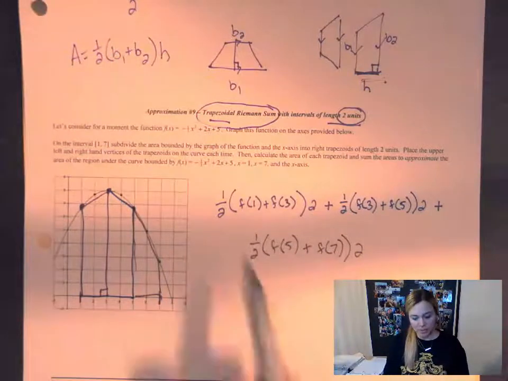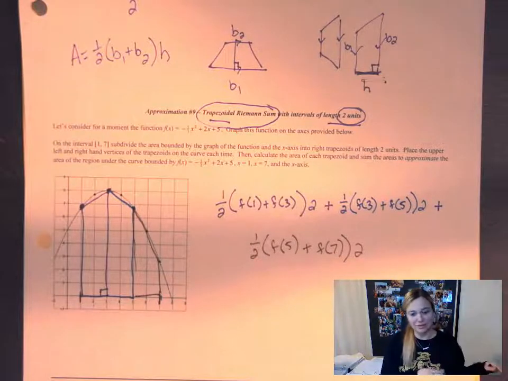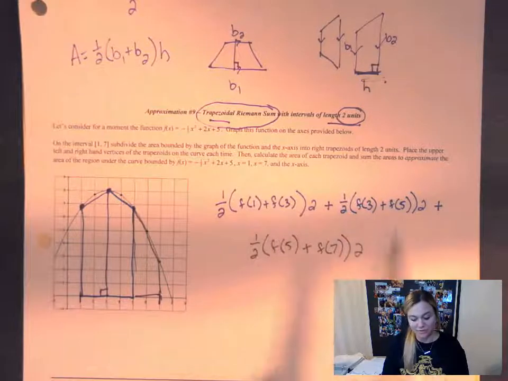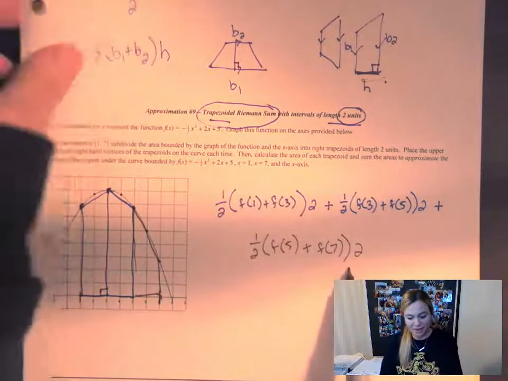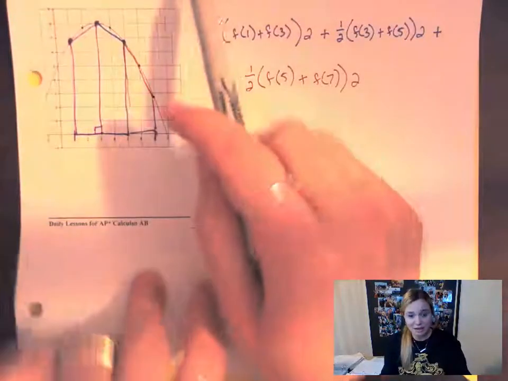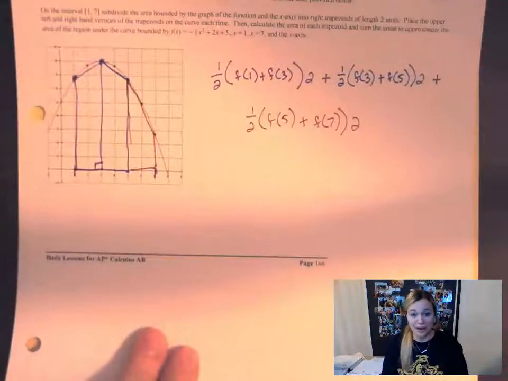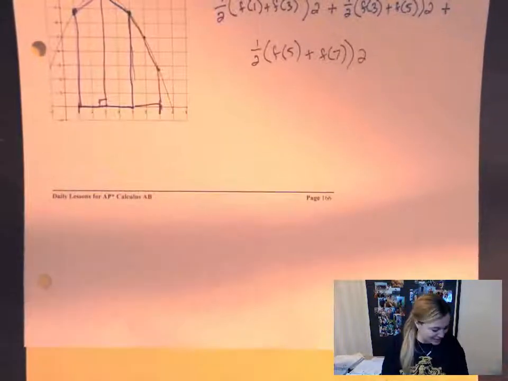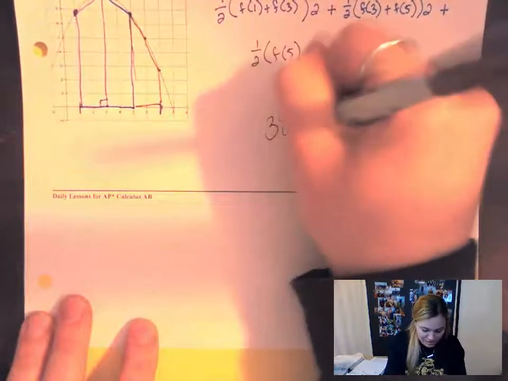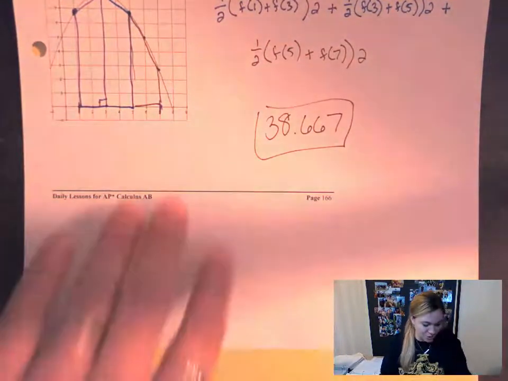Because these are all multiplied by 1/2 times 2, 1/2 times 2 is just 1. You could factor that out like a 1, but you don't even really have to. So it's really f of 1 plus f of 3 plus f of 3 plus f of 5 plus f of 5 plus f of 7. If you do all of that work, and again, you can use the function that was given here and substitute in, but I think by this point you're probably kind of sick of this. And the answer to this one, if you do all of this work, is going to be 38.667.